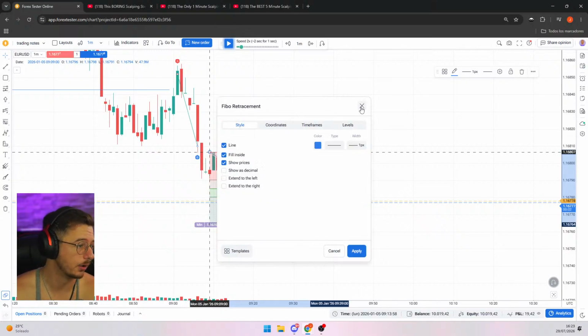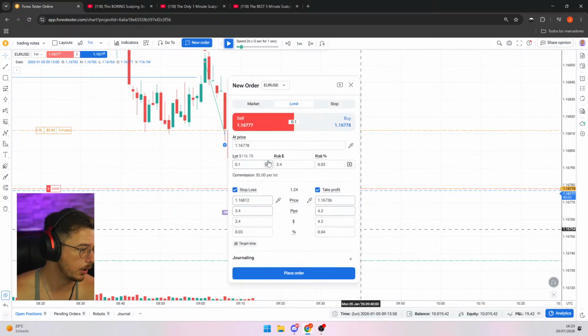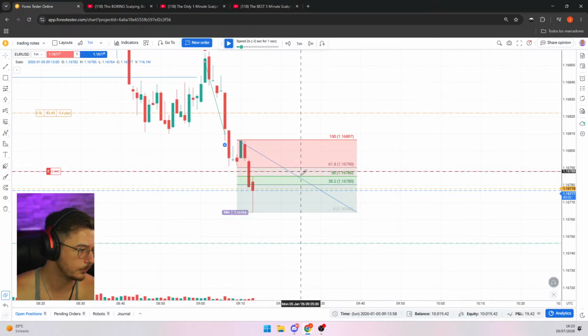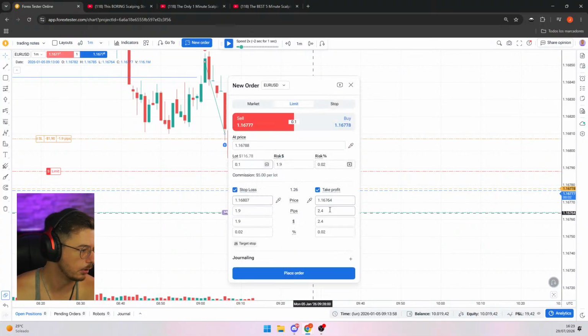And this is where it can get tricky, and I don't like to trade it too much, to be honest. But in any case, we have a trade there, and I think it's going to hit stop loss. So let's add that there, take profit down here. Okay, risk 1%.